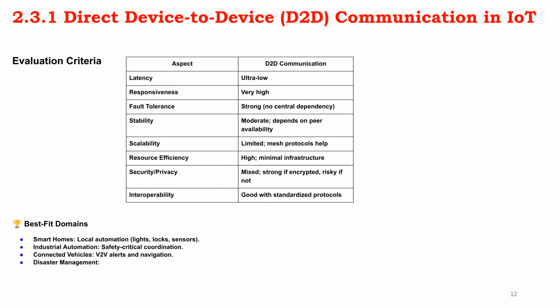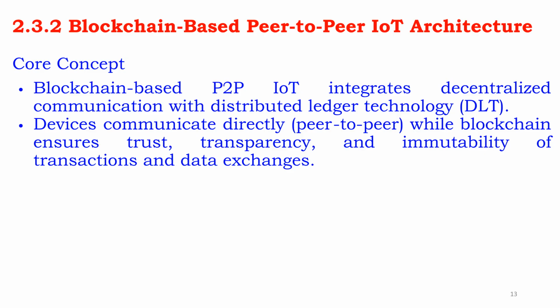D2D communication is best suited for domains requiring local automation, such as smart homes, industrial automation for safety-critical coordination, connected vehicles for V2V alerts, and disaster management. Blockchain-based P2P IoT architecture combines decentralized peer-to-peer communication with distributed ledger technology. Devices communicate directly, while the blockchain layer provides trust, transparency, and data immutability for all transactions and exchanges.